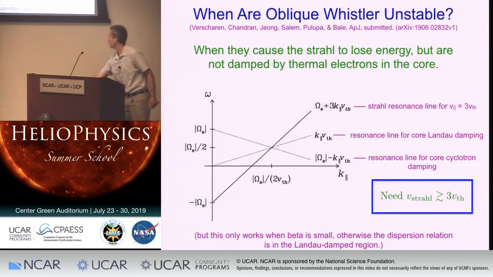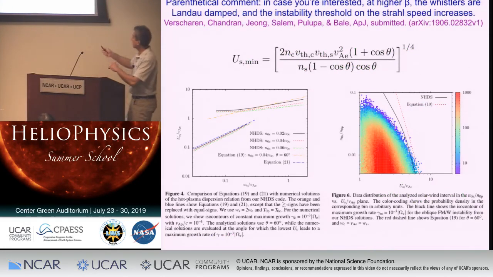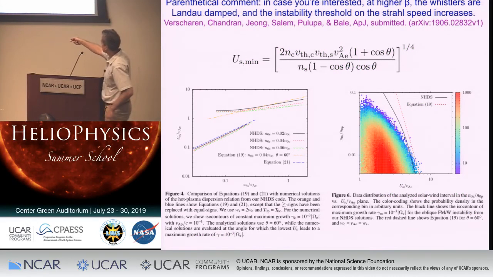That's a great question. It turns out that this works if beta is less than about, this is the core electron speed over the alpha and thermal speed, which is like the square root of beta electron, which is here. These are direct numerical solutions of the hot plasma dispersion relation for a Strahl core plasma. You can find such solutions where this is about 1/4, so beta of 1/16 or less. So 0.06 or less, you'll have this.